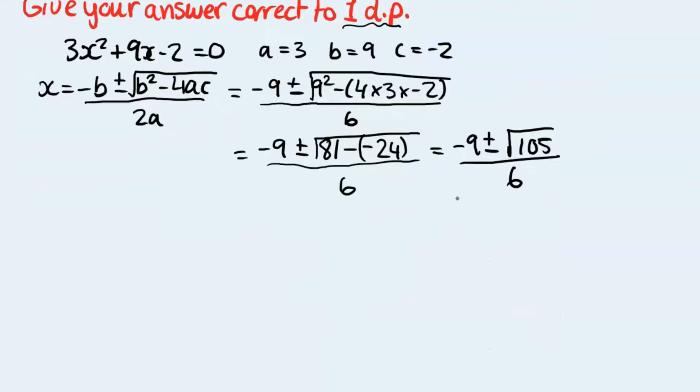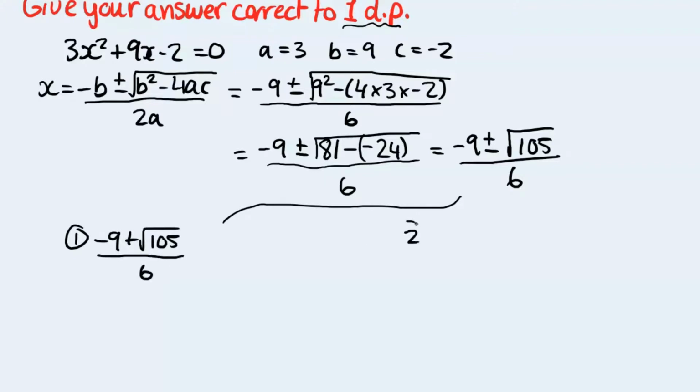So when you get to this stage, what you can do is set up two solutions, right? So the first solution for x will be minus 9 plus root 105 all over 6. And then the second solution will be minus 9 minus root 105 all over 6. So if you notice the plus or minus bit, this is where you separate it at this stage, okay?